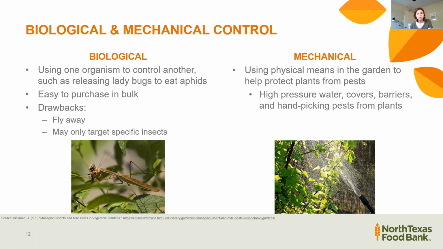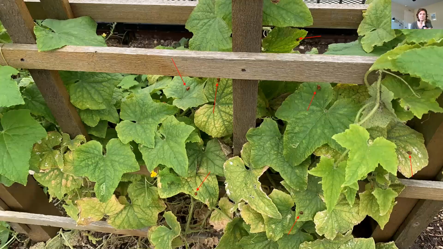And then mechanical control, this is using physical means in the garden to protect your plants. So we've talked about water. You can use covers or barriers. You can handpick pests from plants. I've heard that covering your squash vines from squash vine borer can be helpful if you're planting them in a new area where they're not underneath the soil and overwintering there. So that's another option as well.